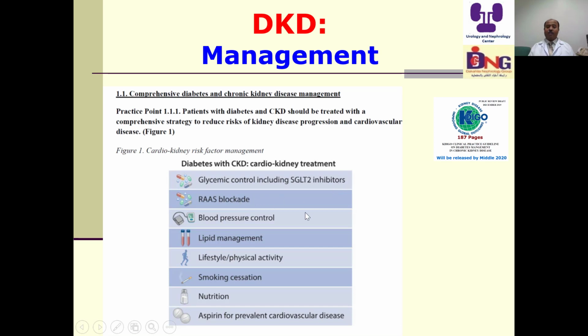RAS blockade in the presence of proteinuria, blood pressure control is mandatory, lipid abnormalities to be treated, and sedentary life, obesity, and physical inactivity should be targeted, treated and corrected. Smoking should be discontinued, because smoking is considered, and I'm going to mention it in one of the next slides, a kidney poison. Nutrition, how to eat and what to eat, aspirin to prevent cardiovascular disease. So this is the cardio-kidney risk factor management in the diabetic patient.